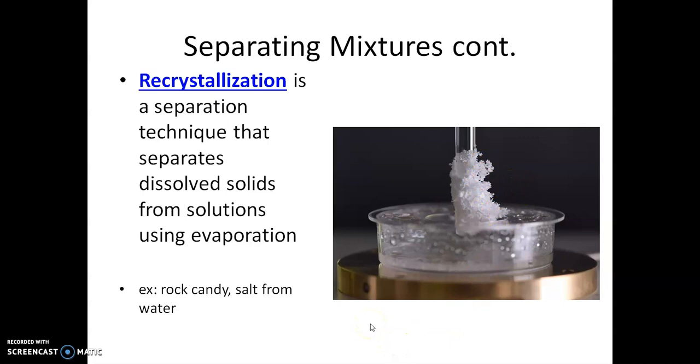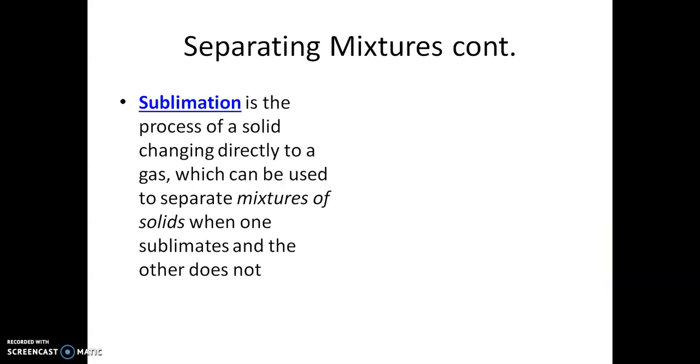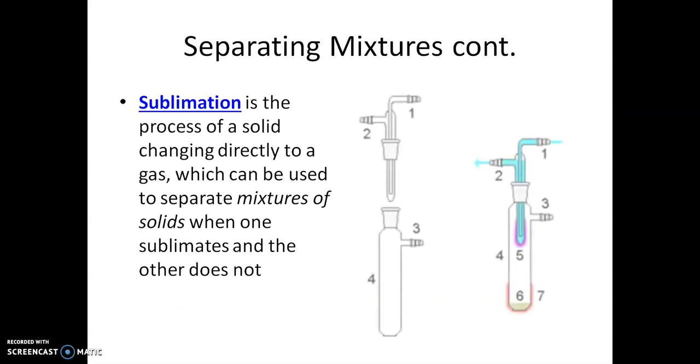So we use this whenever we're trying to get a solid out of water, and one of them evaporates, and the other one doesn't. All right, last one of the physical separation techniques, sublimation. Sublimation is when you go directly from a solid to a gas. And there are many things that go from a solid to a gas. The one that you're probably most familiar with is dry ice. Okay? So if you've ever seen dry ice, it lets off a puffy kind of smoke. That's actually just the dry ice, the carbon dioxide, turning back into its gaseous form.